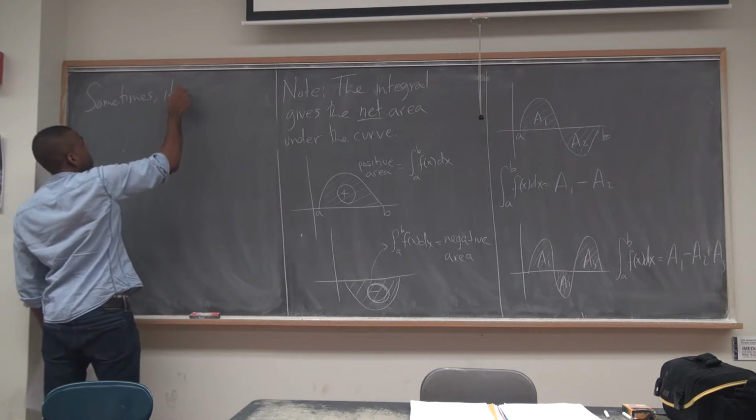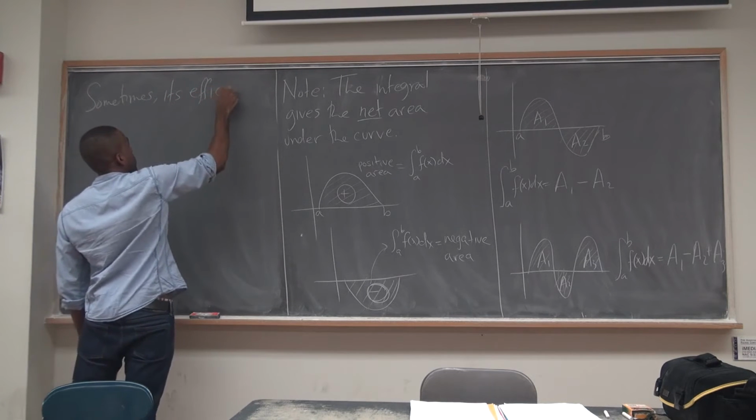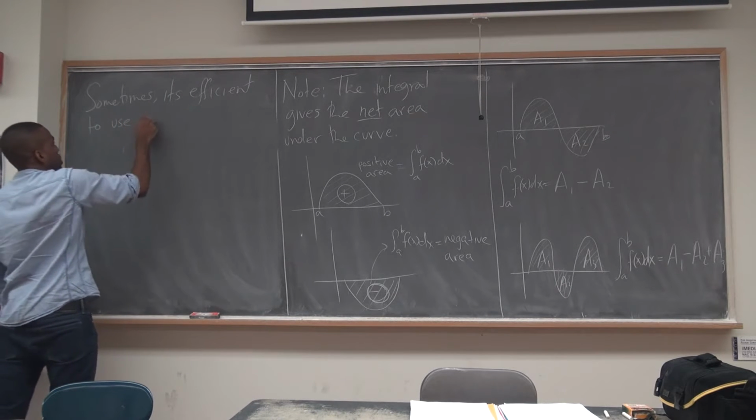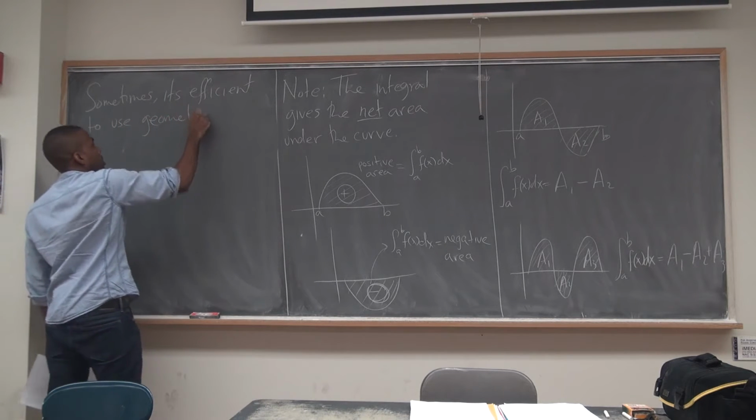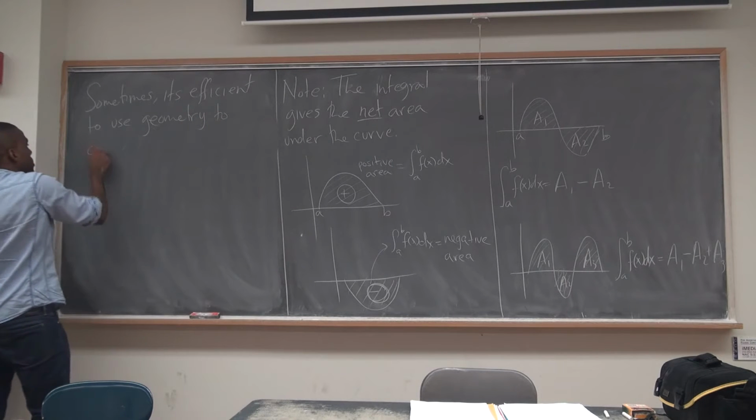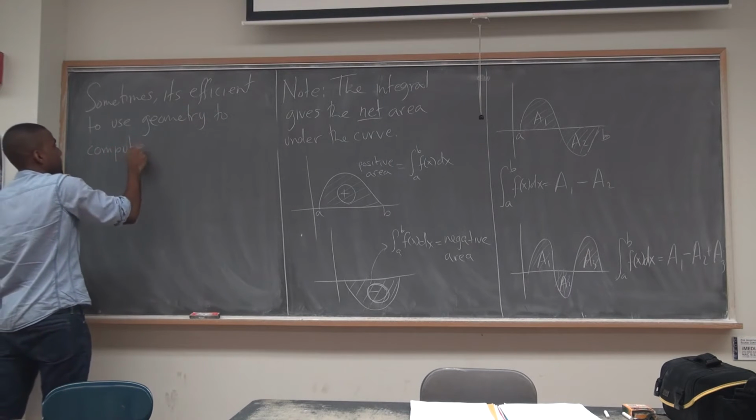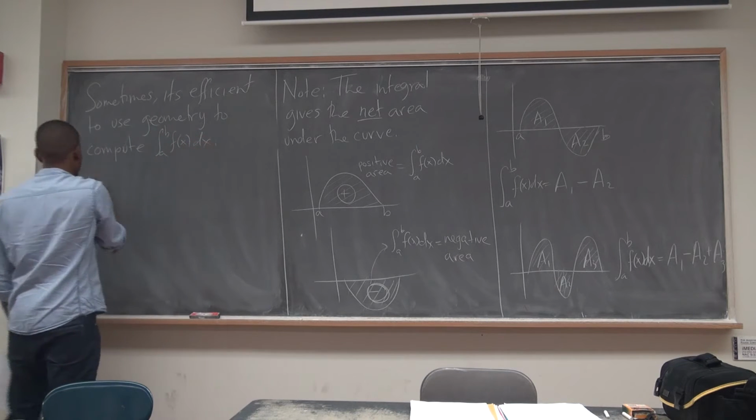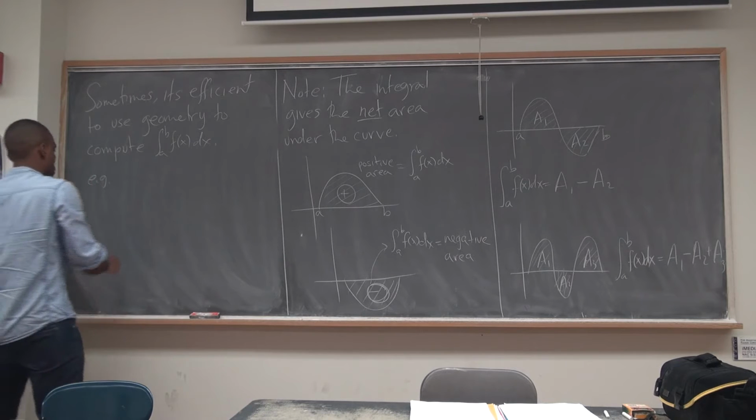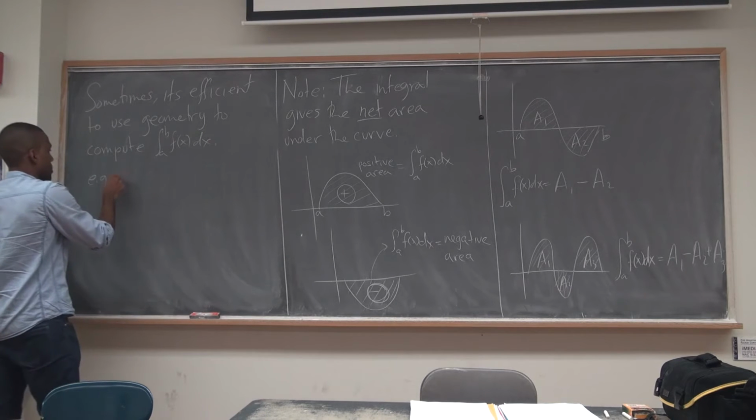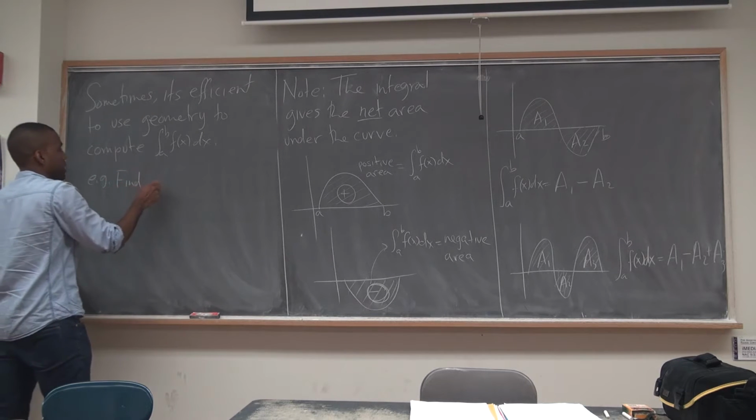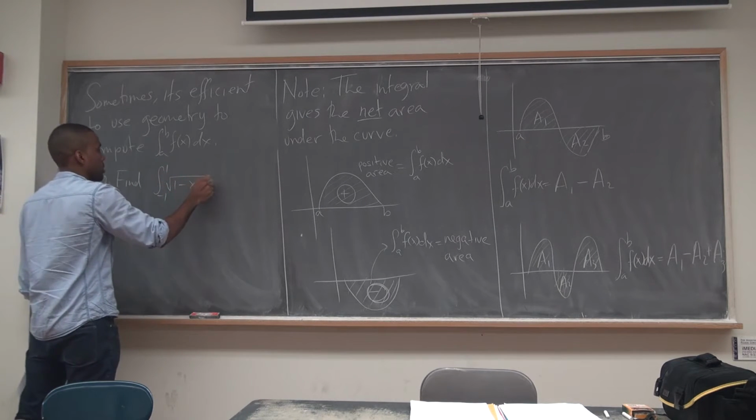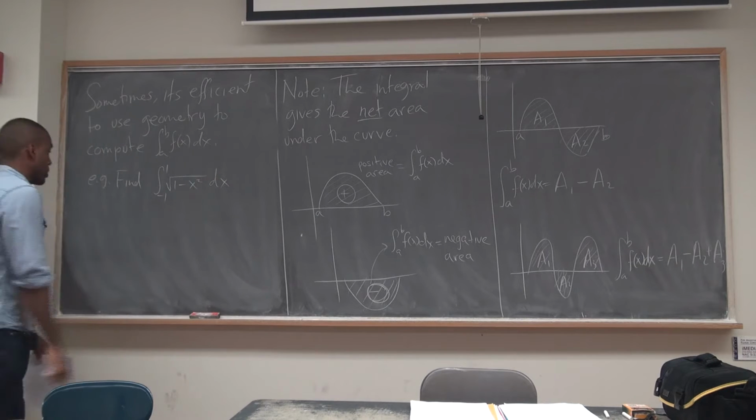Sometimes it's efficient to use geometry to compute the integral from a to b of f of x dx. For example, I could ask you the following: find the integral from -1 to 1 of that function.